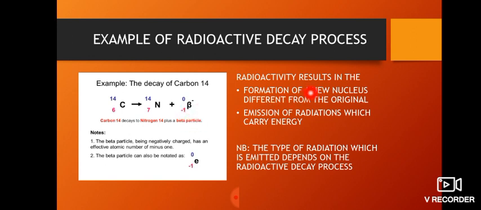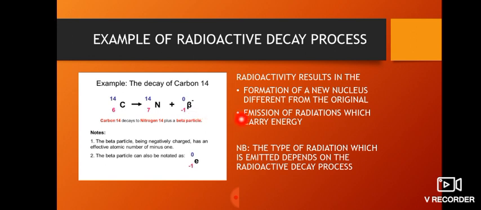So radioactivity results in the formation of a new nucleus, which is different from the original. If you compare carbon and nitrogen, they are different elements altogether. Even though they have the same mass number 14, the atomic numbers are no longer the same. So we have formed a different element which is different from carbon, and that is nitrogen.